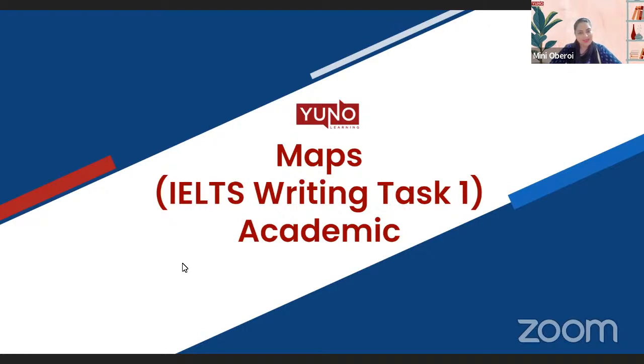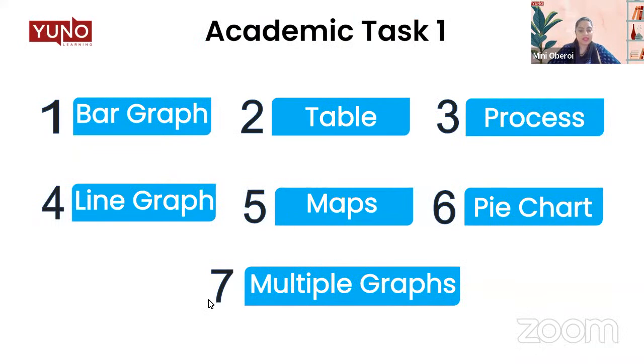Now, let's begin with our session today. And this session is on IELTS Writing Task 1 for maps. We know most of you face a lot of issues when it comes to writing Task 1. Some of you think, ma'am, what should we write where? Or what are the different types of visuals? So let's understand that first.